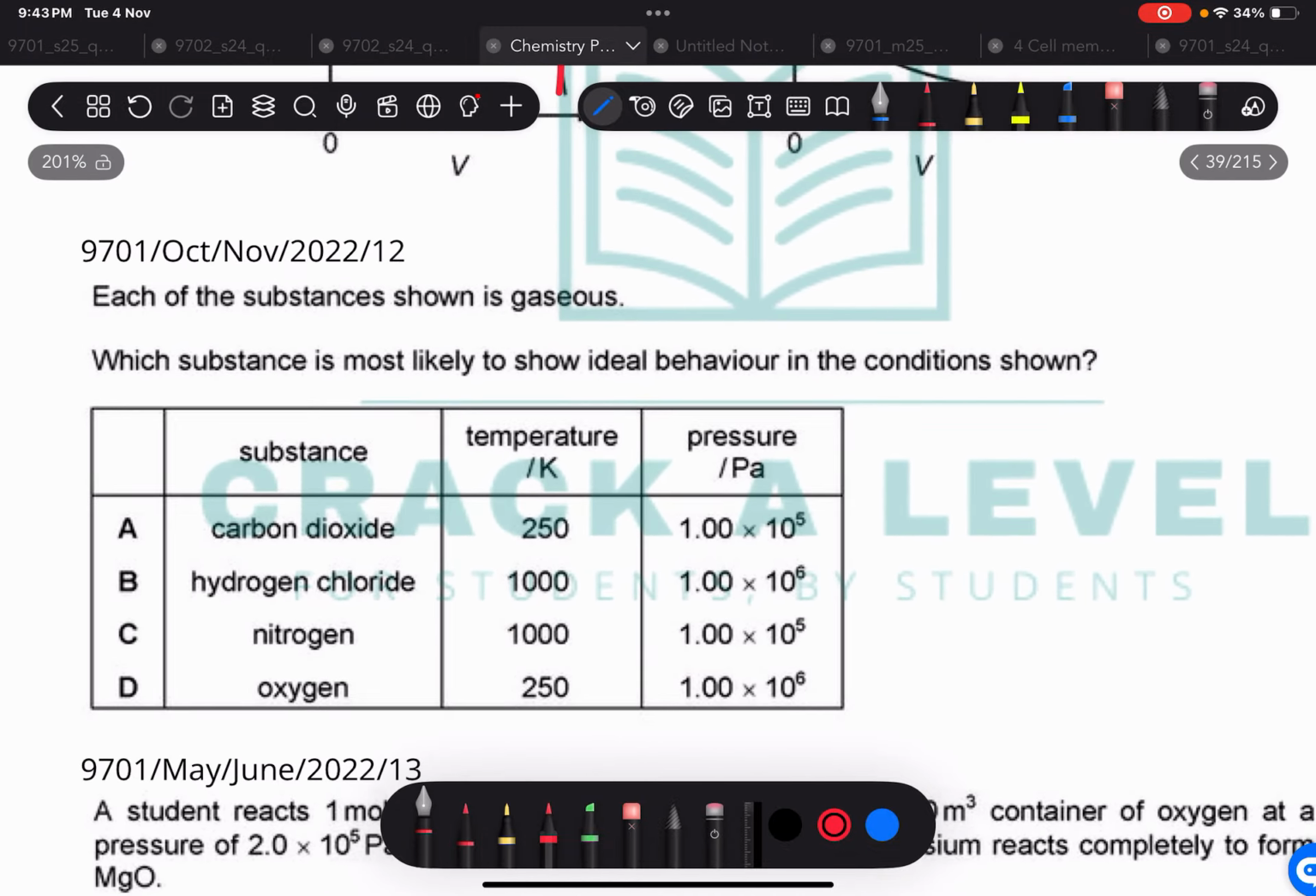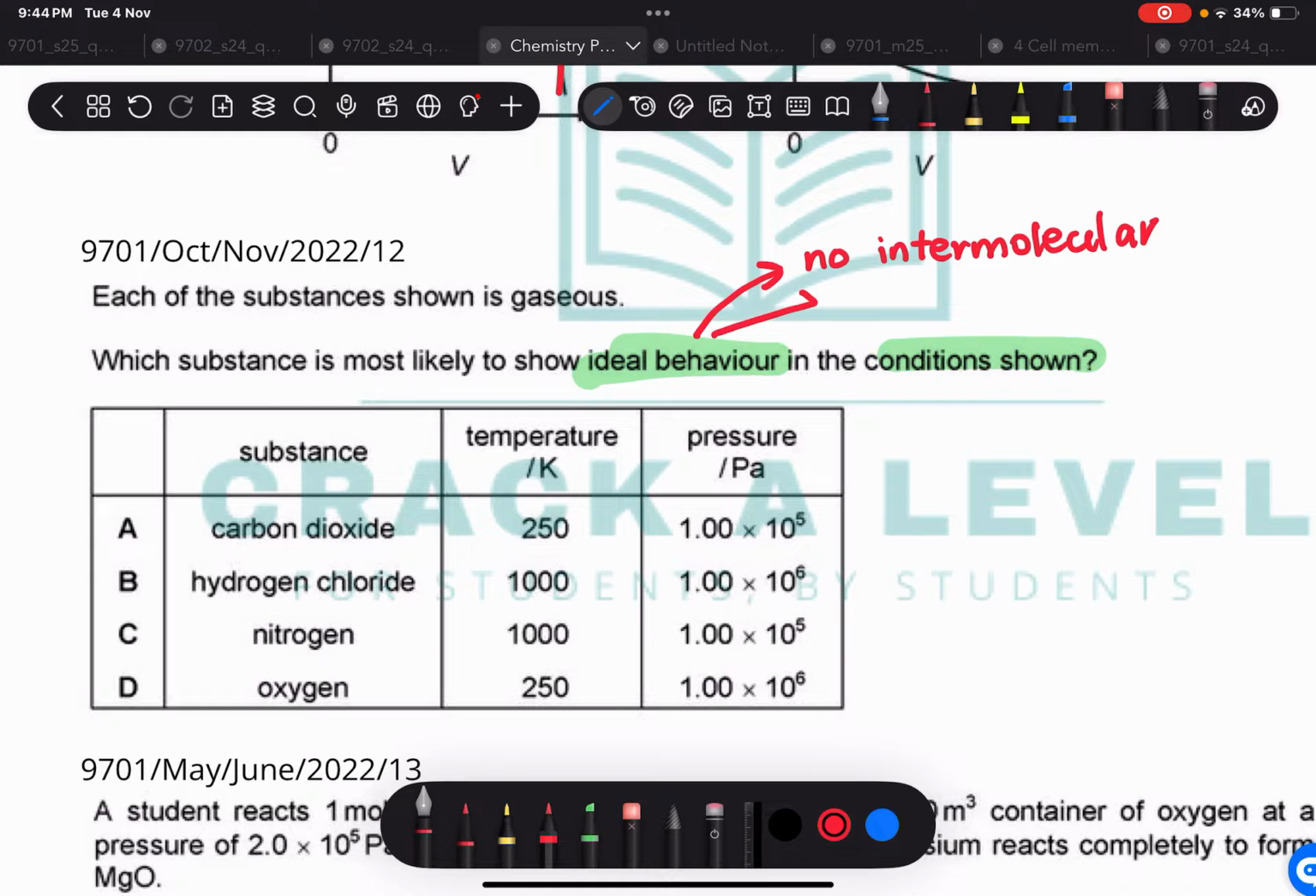Next part says each of the substances is shown as gaseous. Which substance is most likely to show ideal behavior in the conditions shown? For ideal behavior, what do you need? What kind of things should you have for ideal behavior? Firstly, you should have no intermolecular forces, and the second thing is you should have no volume.